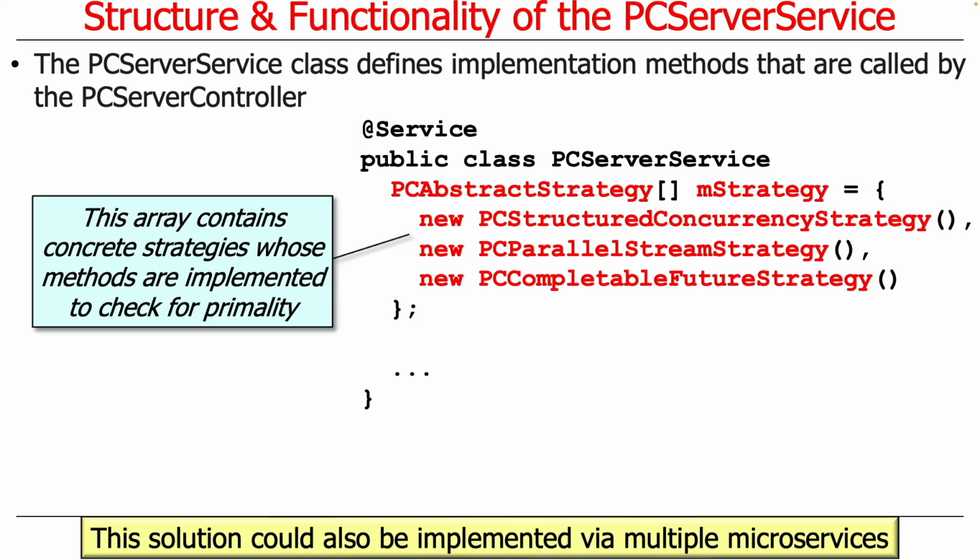And then inside of this class, PCServerService, we're going to make ourselves an array of instances of abstract strategy. So it's an array of PCAbstractStrategy objects, or really subclass objects. And you can see here we're going to have a different array entry for the structured concurrency strategy, the parallel stream strategy, and the completable future strategy. As I mentioned earlier, we could implement these using multiple microservices. To keep things simple for this example, we're not doing that, but we will get there soon, and subsequent assignments will start doing that as well. So you'll have to learn how to use multiple microservices. It just takes a bit more management.